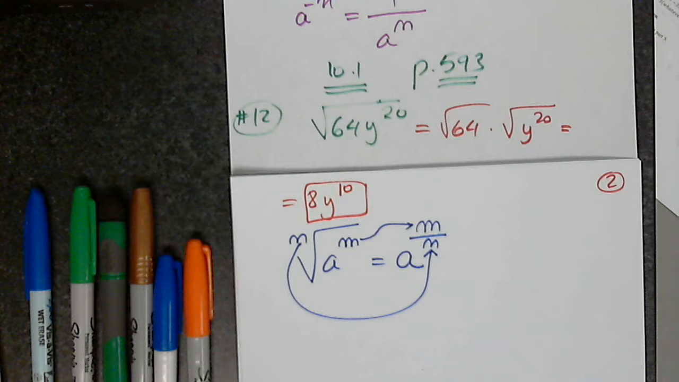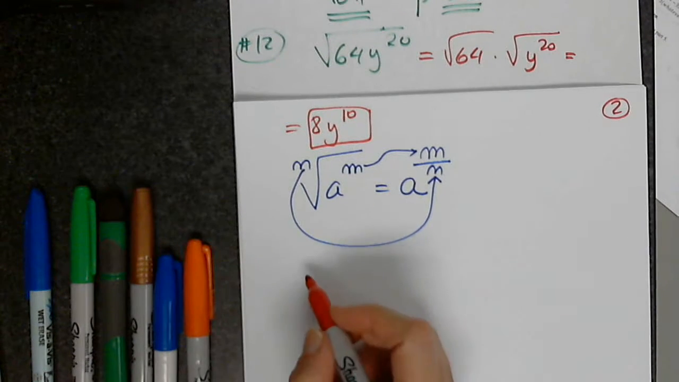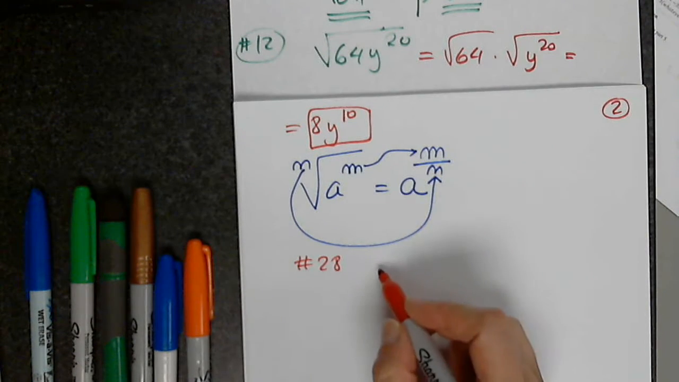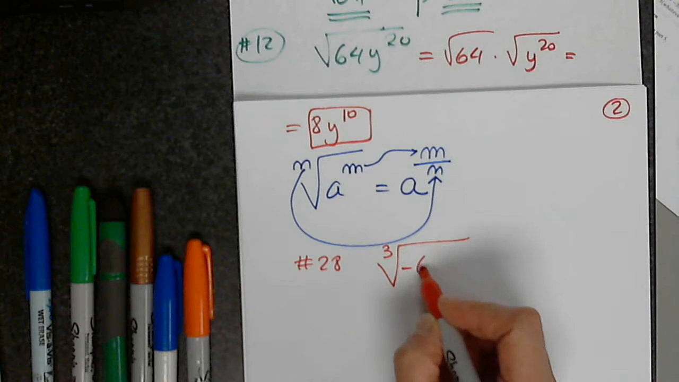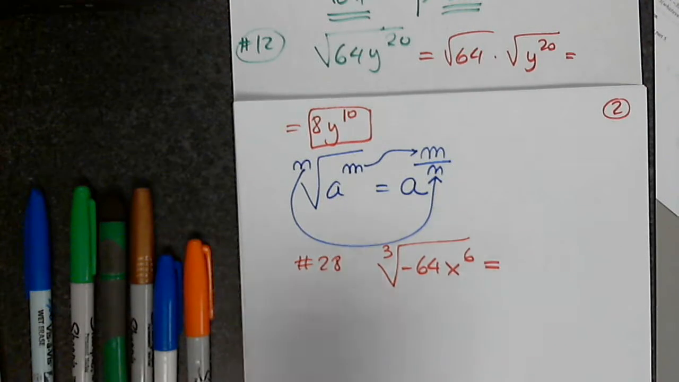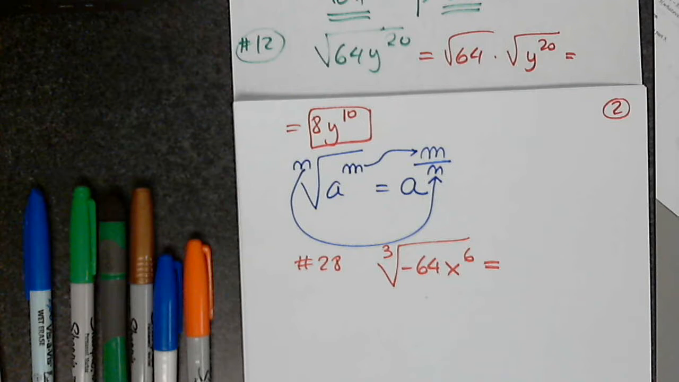Okay, very good. Let's also look at a cube root in this case, like problem 28. So let's look at the cube root of negative 64x to the 6th power. We are told to find each cube root.